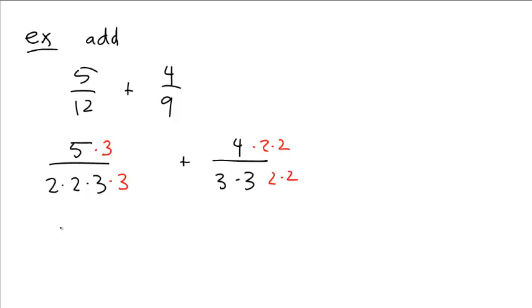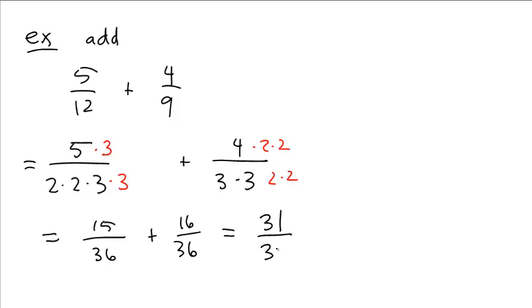And when you multiply these out, you get 4 times 9, 15 36ths, plus 4 times 4, 16 36ths. And these fractions denote the same thing. It's like saying if you had 15 cakes shared among 36 people, and then you have 16 cakes shared among 36 people, that's the same thing as 31 cakes shared among 36 people. That's another way to look at this.